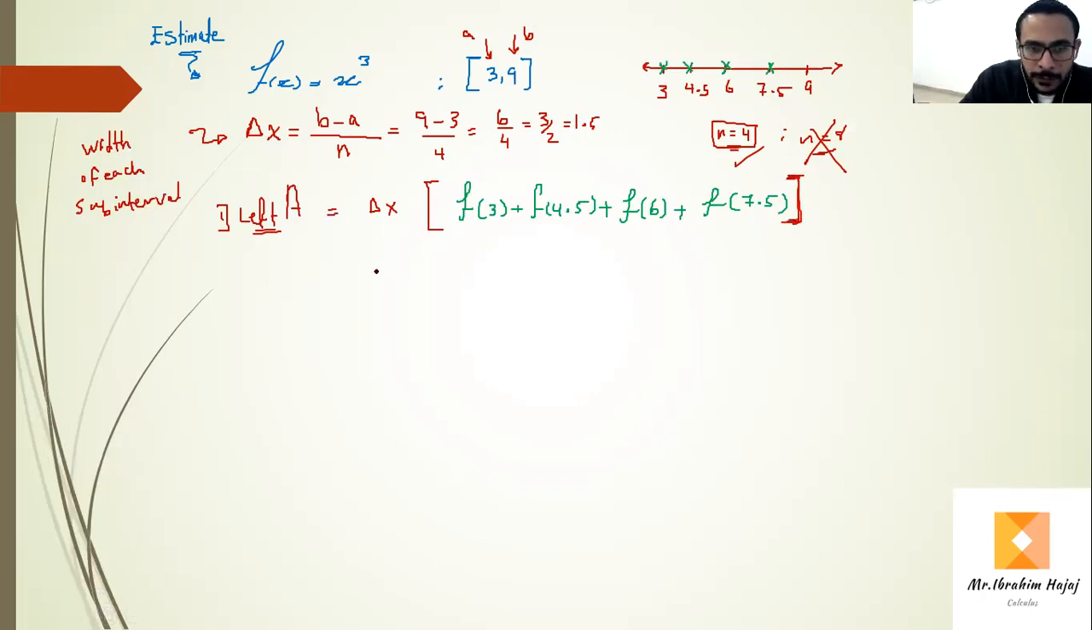You can calculate for me here. What's delta x? 1.5, which is 3 over 2 from the previous step. And now f of 3 means 3 to the power of 3, which is 27, plus f of 4.5, 4.5 cubed.